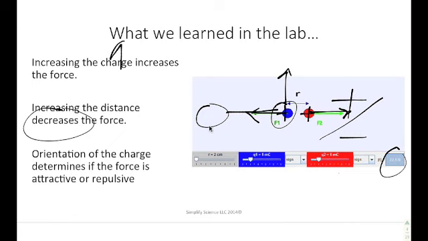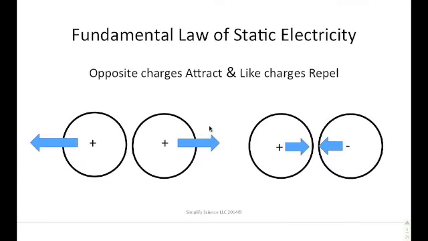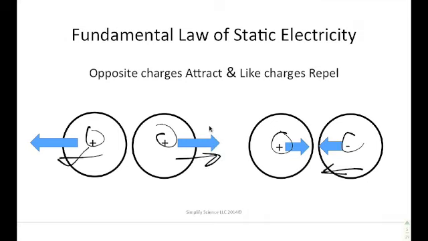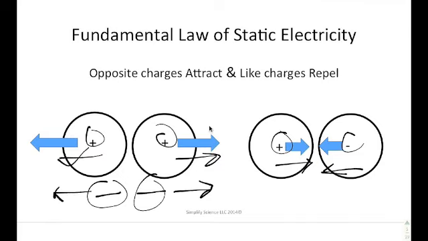And that leads us to our first thing that we're going to talk about, the fundamental law of static electricity. And that is that opposites attract and like charges repel. So if you have two charges that are the same, they will push away from each other. If you have two charges that are opposite, they will attract to one another. It doesn't matter if it's two positives or two negatives, the result will be the same. If the charge is the same orientation, they will repel away from each other.